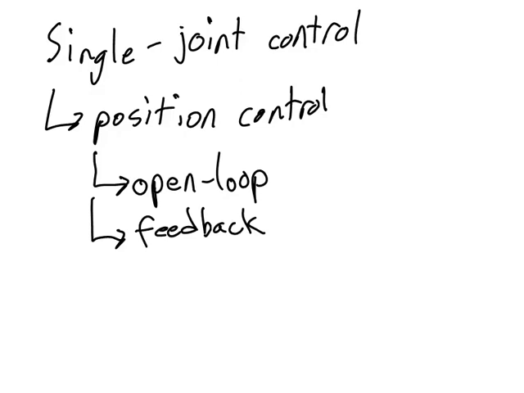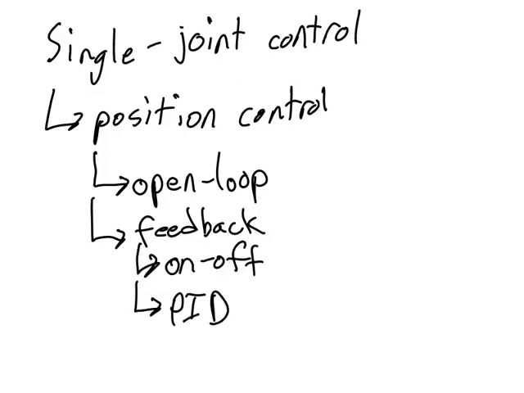The two main categories into which we will divide the approaches to position control are open loop control and feedback control. Feedback control is then divided into two categories of its own, on-off control and PID. For today, we're going to be focusing on open loop control, and we'll get a brief introduction to feedback control. In future videos, we'll go into the difference between on-off and PID control.